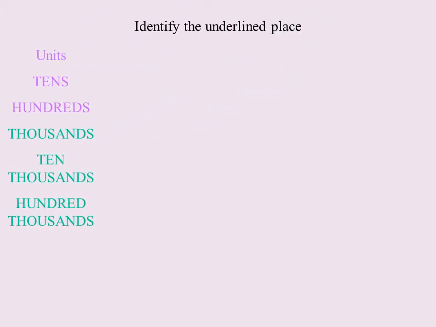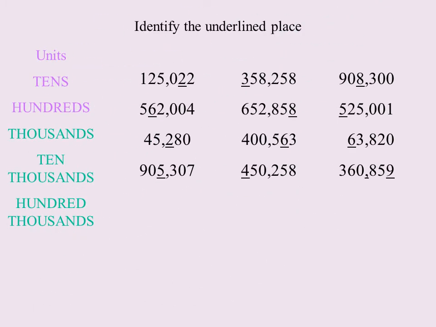Let's take more examples. Identify the underlined place. 125,022. So what is the place value of 2? 2 here is in the next family. So is it in the units, tens, or hundreds? It's in the tens place. So the place value of 2 is tens.